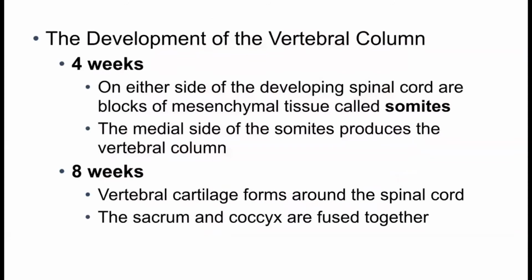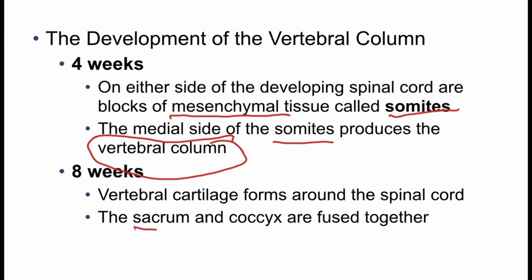Okay, the vertebral column. At 4 weeks, on either side of the developing spinal cord are blocks of mesenchymal tissue called somites. That's going to form on the developing spinal cord. The medial side of the somites, the sides that are closest to the middle, when they start to develop, are going to form your vertebral column. The vertebral cartilage forms around the spinal cord. The sacrum and the coccyx become fused together as this develops at week 8.